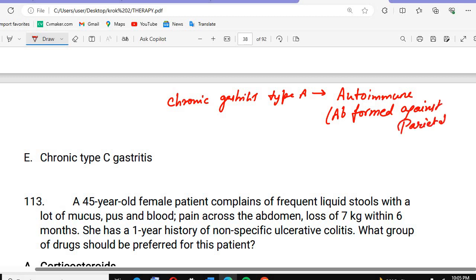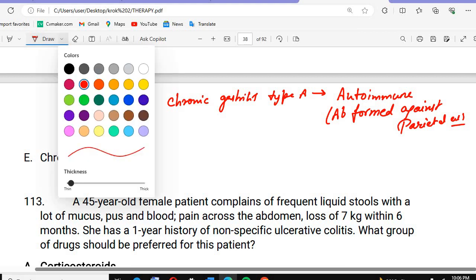These parietal cells are abundant in the stomach, in the body or fundus regions. So the antibody forms against these parietal cells. What is the function of these parietal cells? Can anyone tell me what the function of the parietal cells is?